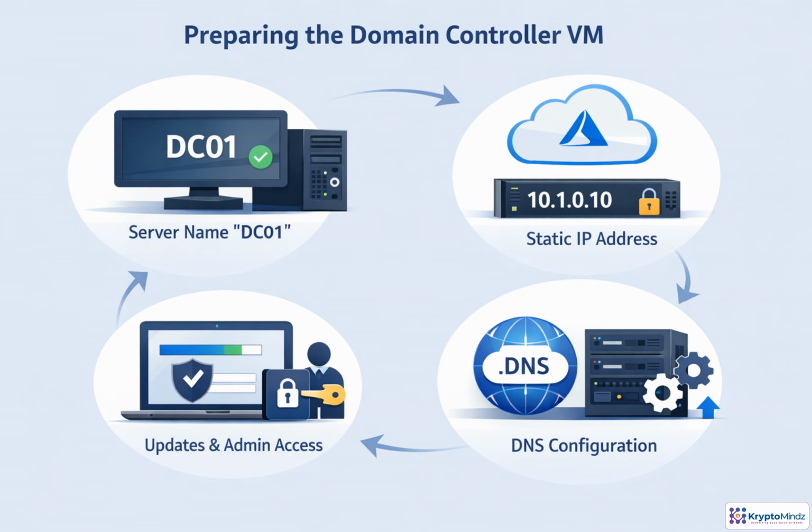Before we install ADDS, we want this VM to be boringly predictable. Give it a clear permanent name, like DC01, so logs and tools always reference it consistently. Assign a stable private IP in Azure, not a changing dynamic address. DNS is critical. Verify what it uses now and what it will use after promotion. Also confirm Windows updates, reboots, and that you have reliable administrative access.